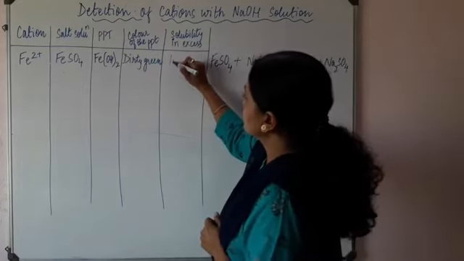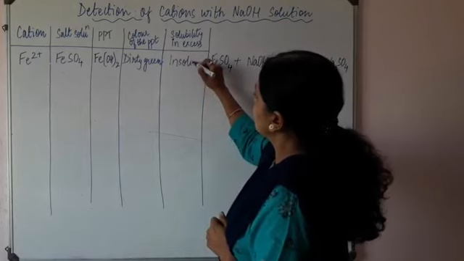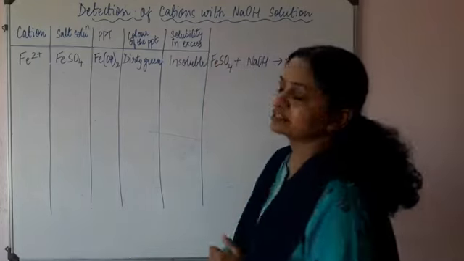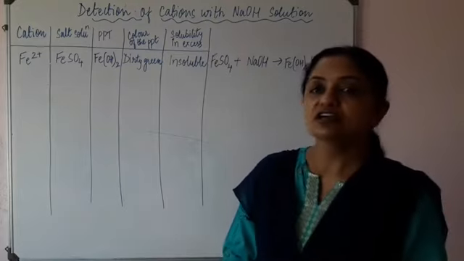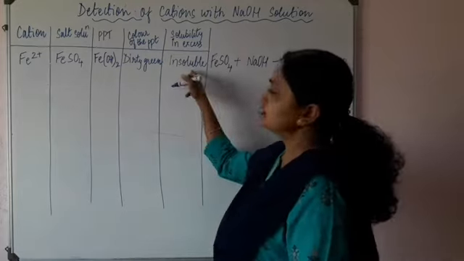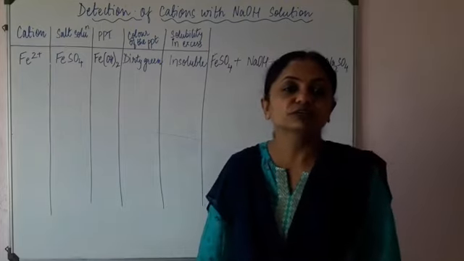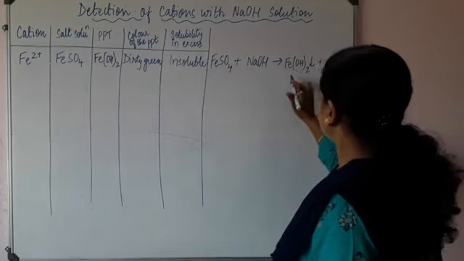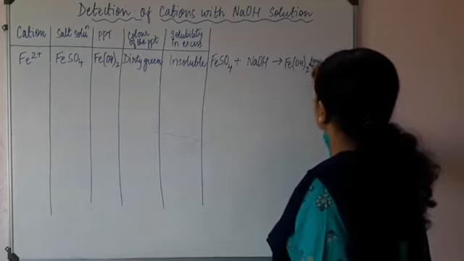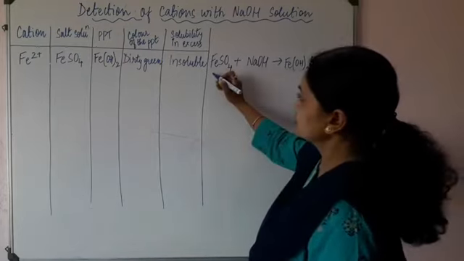So I will say this is insoluble in excess of sodium hydroxide. The dirty green precipitate remains dirty green. So the dirty green precipitate is insoluble. That is how you will be writing. Clear, all of you? So this is what it is, right? First detection of cation, so the first one we did.